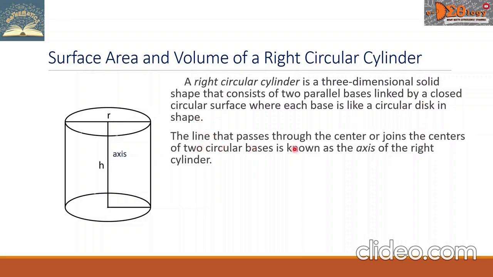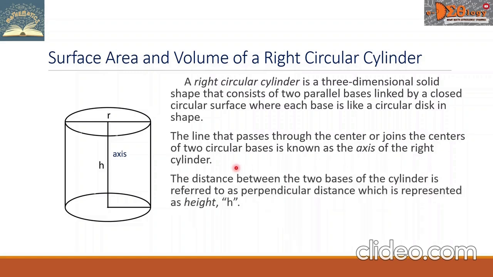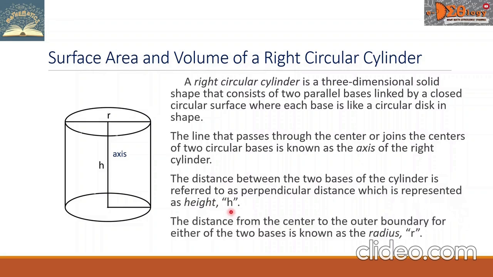The line that passes through the center or joins the centers of two circular bases is known as the axis of the right cylinder. The distance between the two bases of the cylinder is referred to as perpendicular distance, which is represented as height, h. The distance from the center to the outer boundary for either of the two bases is known as the radius, r.